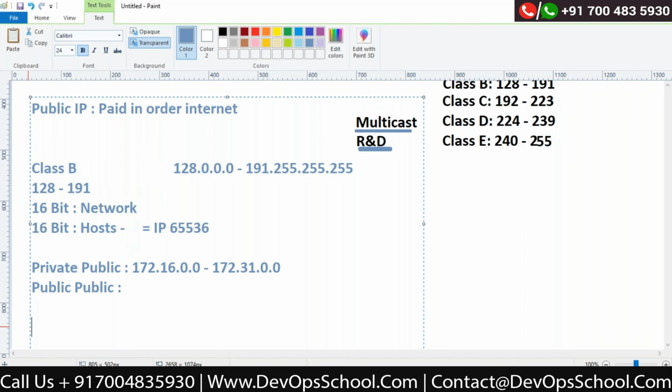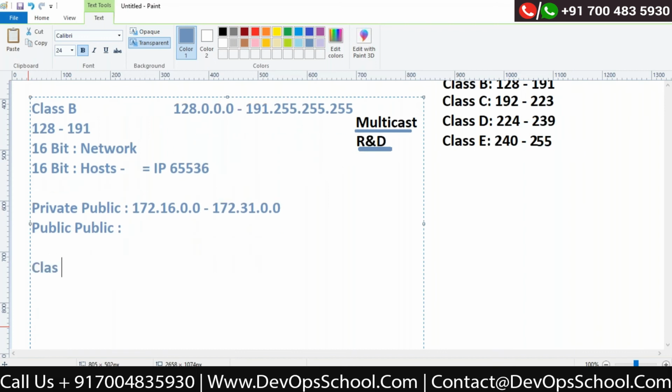Now the third class. This is class C. Now what happened in class C? In class C, we have a range from 192 to 223. Correct? Now this particular series belongs to class C. Now in class C they said 24 bits are for the network. These are fixed. We can consider them as a single network. And only 8 bits for the host. Correct?